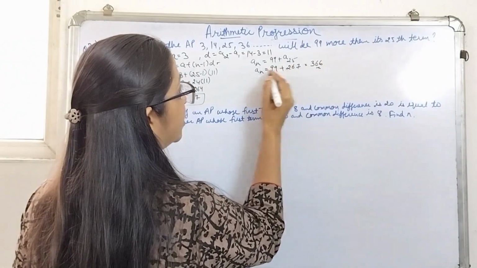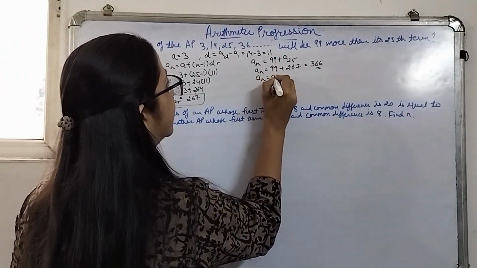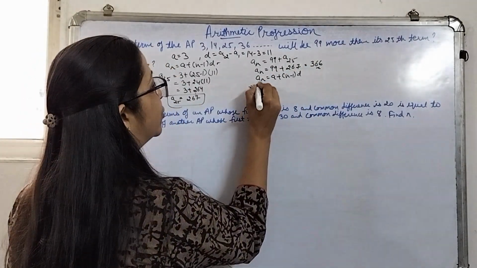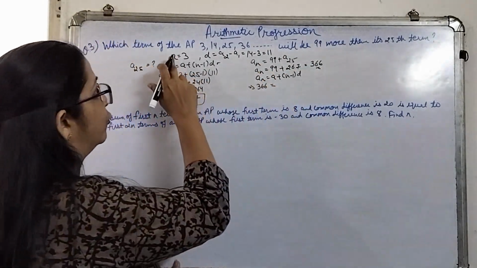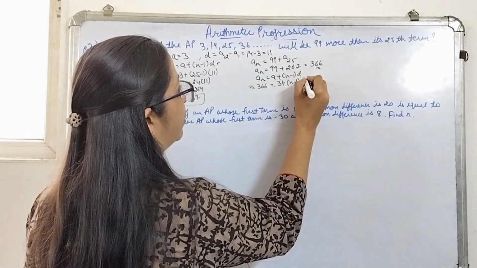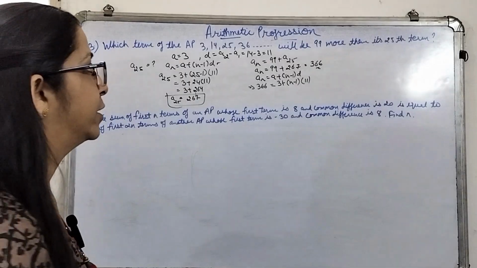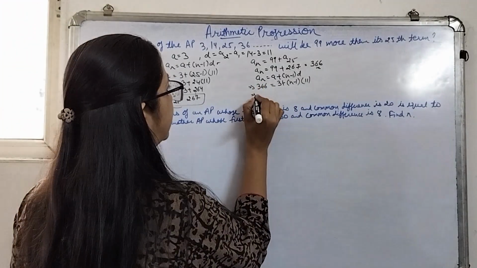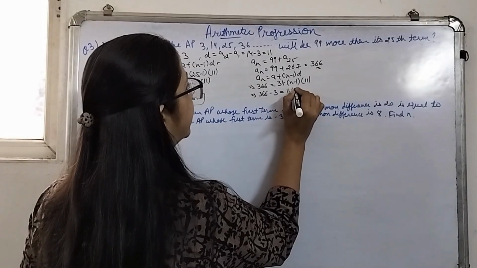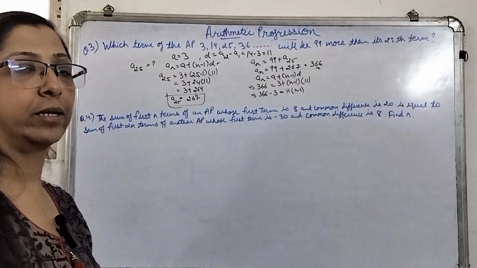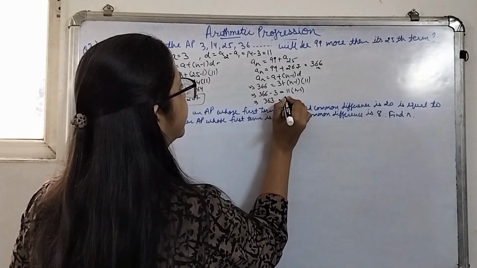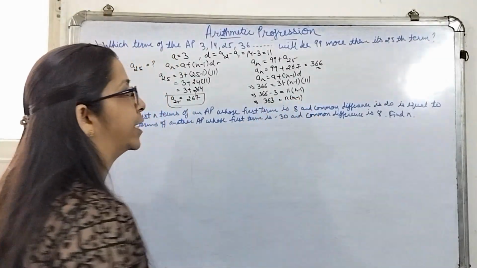Over here we know the value of an. An is a plus n minus 1 into d. Value of an is 366, value of a is 3, we have to find the value of n, and the common difference is 11. So first of all we will be subtracting this 3. 366 minus 3 is equal to 11 multiplied by n minus 1. So 366 minus 3 will be 363, which is equal to 11 multiplied by n minus 1.